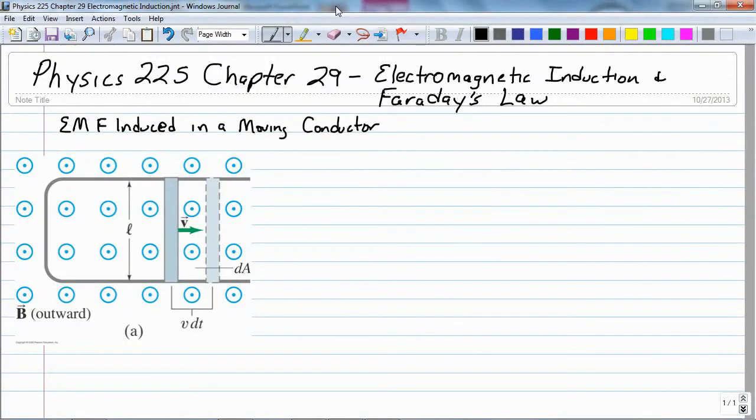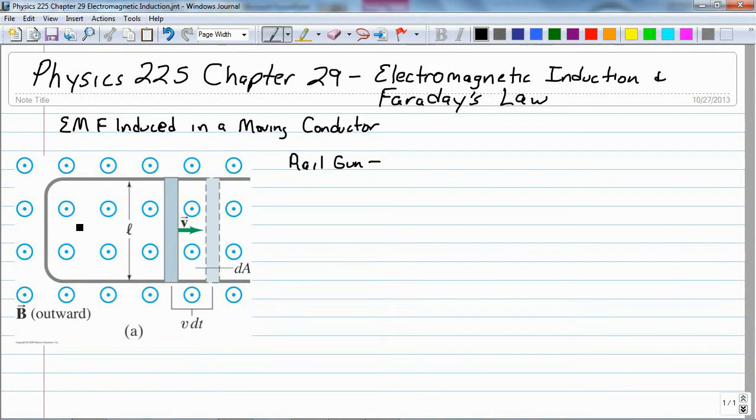So let's take a look at a network or system where the magnetic field is constant, but the area is changing. This is the idea for a railgun. Some people know what that is. We've talked about it a little bit. If you watch YouTube videos on a railgun, they're pretty impressive. And this is the idea.